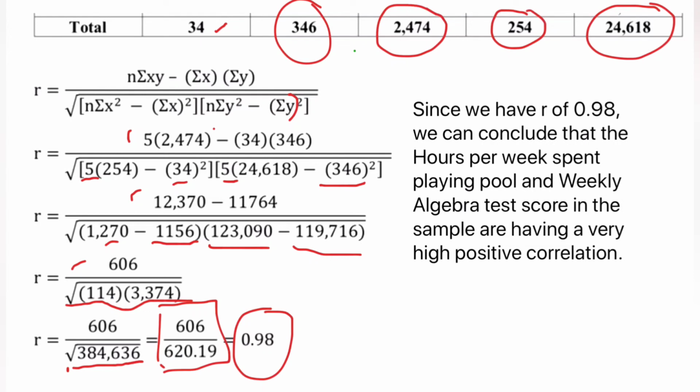Since we have R of 0.98, we can conclude that the hours per week spent playing pool and weekly algebra test score in the sample are having a very high positive correlation. That means na habang tumatagal yung paglalaro niya sa pool, mas tumataas yung scores niya sa mathematics. Ibig sabihin po, habang tumataas, kasi nga positive, di ba? Habang tumataas yung value ng ating x, tumataas din yung value ng kanyang y. And there is a very strong correlation yung dalawang variables natin.